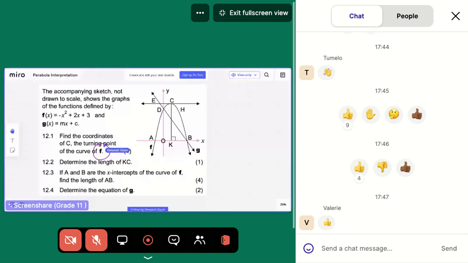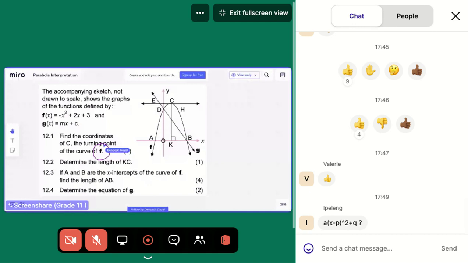Anybody remembers the equation? What about you? Okay, yeah, that is one of the turning point equations for the whole parabola. So thank you for that. You've got that. It's Ipileng. But Ipileng, what is the equation just to find the x turning point? What is that equation to find the x value of the turning point?